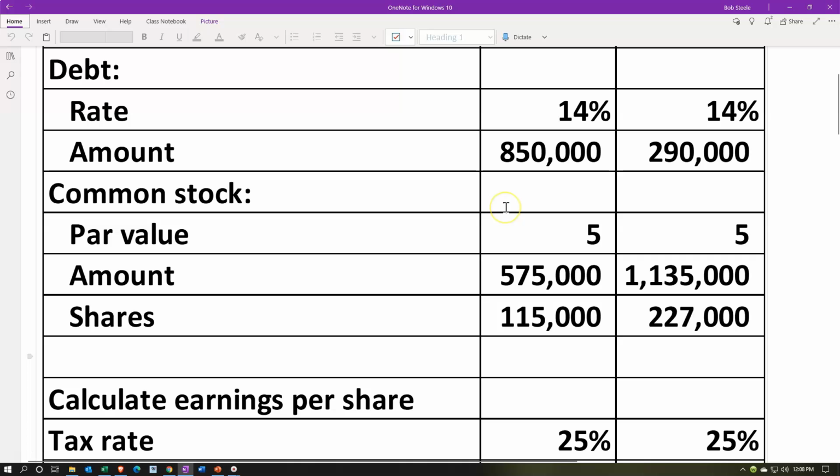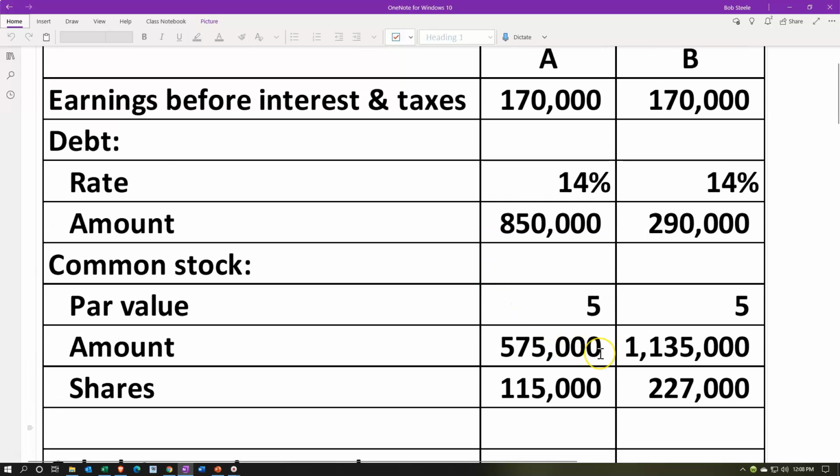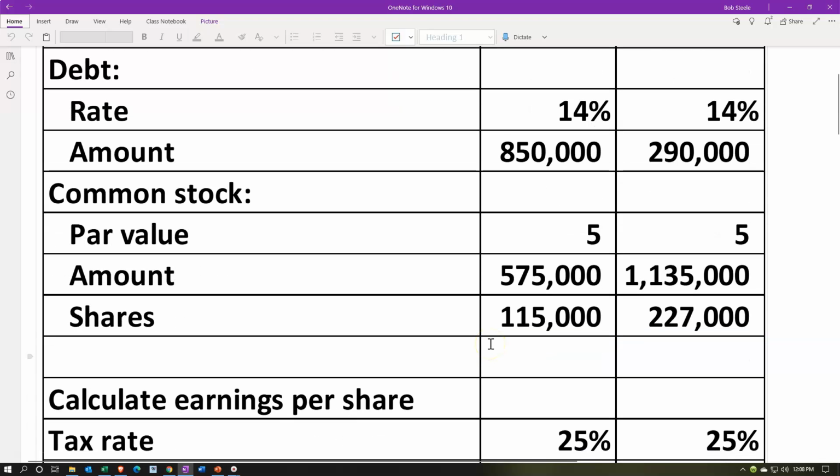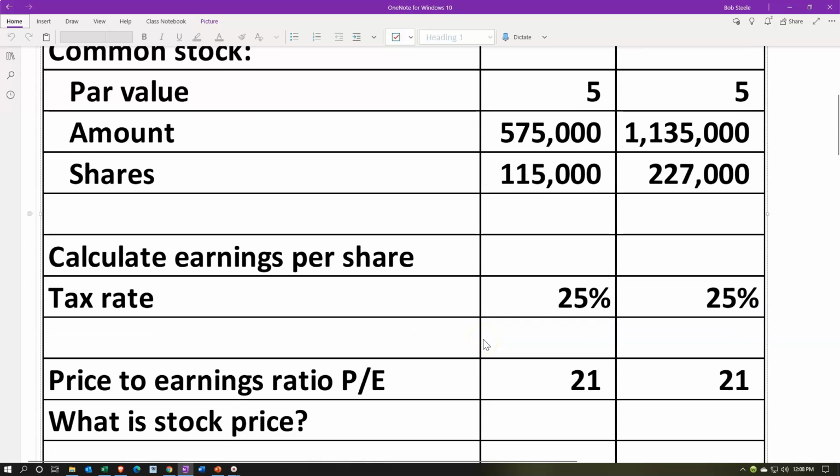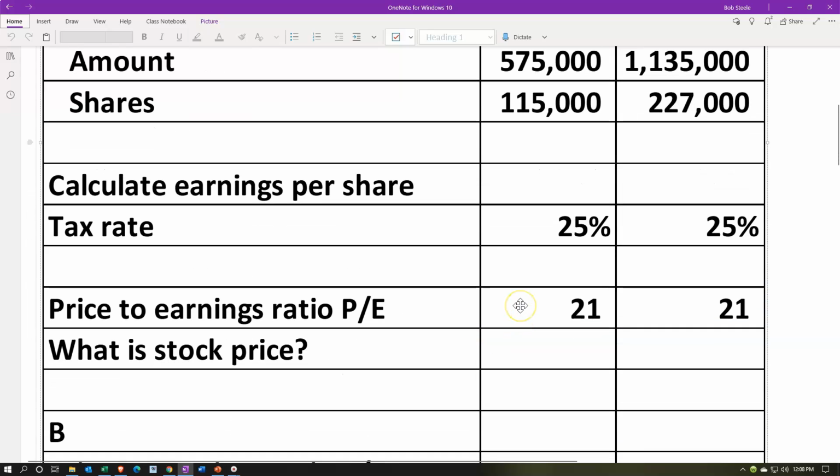Then we have the common stock section where there's a difference here. Now B has more of the common stock. So you can see one is basically financing their assets with more of debt, the other with more of the equity. And then the equity for A, the 575, then the shares are going to be here. We're going to be calculating the earnings per share, and then we have a tax rate of 25%. Again, the same for both companies.